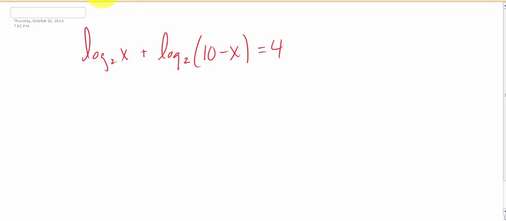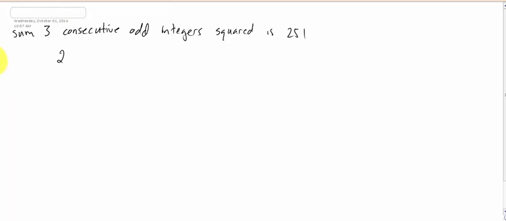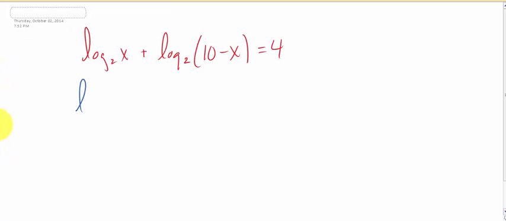Next problem: oh my gosh, there are 2 logs separated by a plus. It's a sum of 2 logs. Oh my goodness. Well, we have some properties to help us with this. We can change it into one logarithm, combining these together with multiplication. So now we have log equals number. Now we can change to exponential form: 2 to the 4th equals 10x minus x squared.